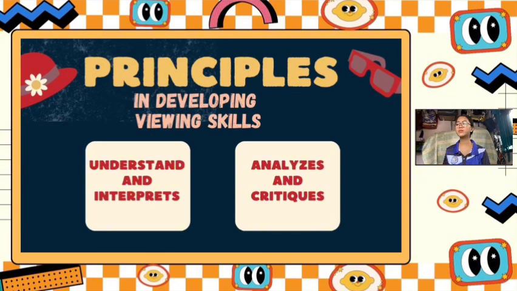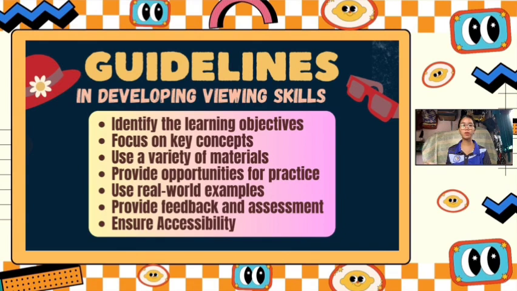Alright, let's proceed to the guidelines for developing viewing skills. First, we have identify the learning objectives. In identifying the learning objectives, we are to determine what specific viewing skills learners should acquire, such as analyzing visual elements, understanding multimedia messages, or evaluating visual credibility. Before we develop a specific material for developing viewing skills, we are to first identify the learning objectives in order for our material to be in accordance with the students' needs.